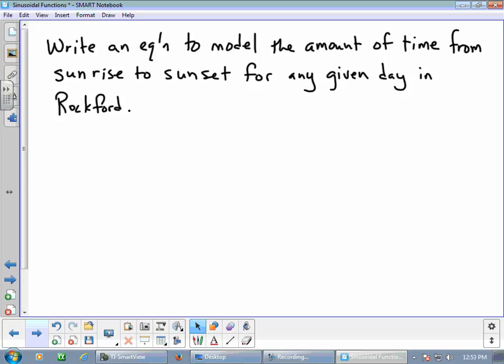First question should probably be, is this periodic? Does the amount of time that we get sunlight vary throughout the course of the year? Yes, it does. Right? We're finally coming out of winter. The day is getting longer.